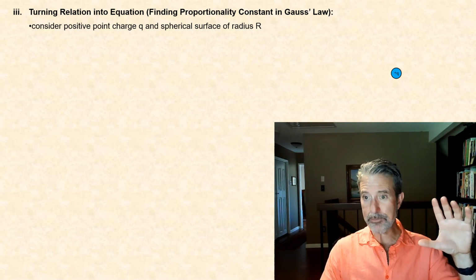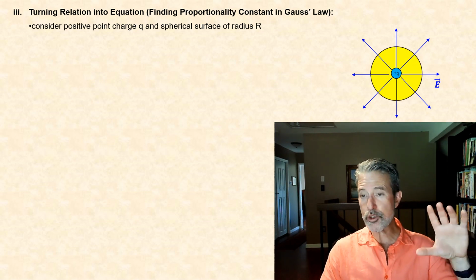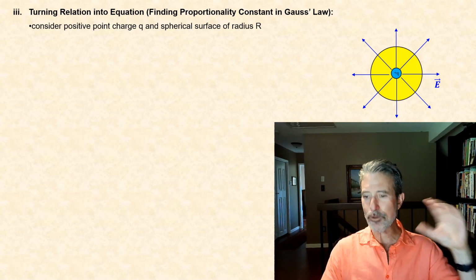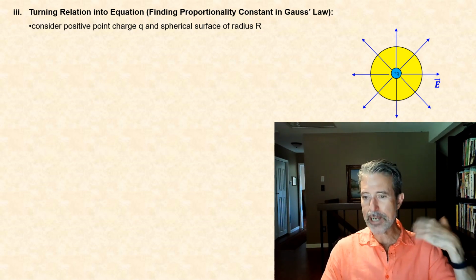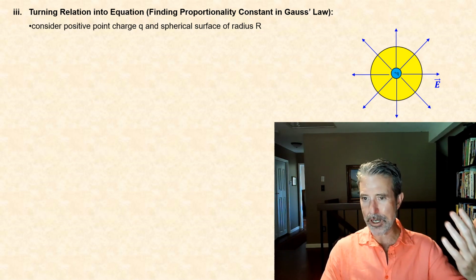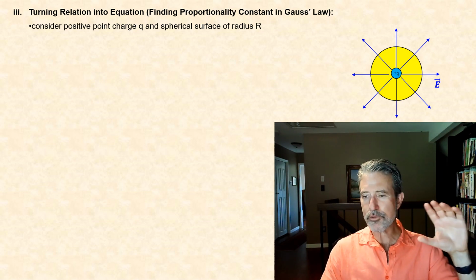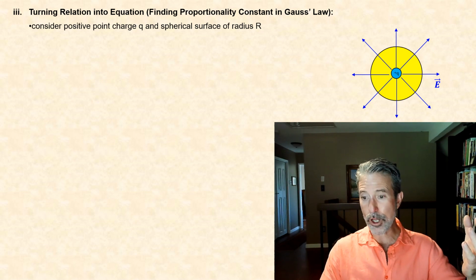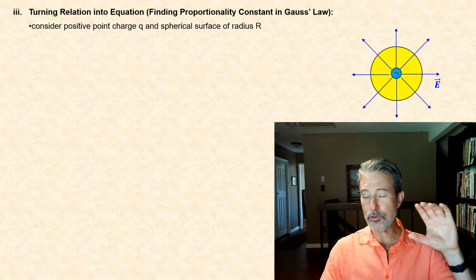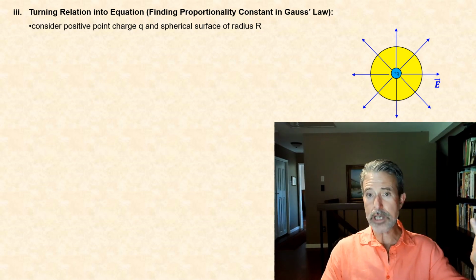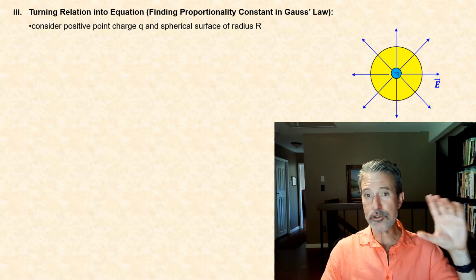and we can choose a specific Gaussian surface. Because of the symmetry, we will choose a spherical Gaussian surface, which I'm showing you here in yellow. Because we know what the electric field looks like for a point charge, notice the radial symmetry of these field lines, we can use this fact, which we determined through Coulomb's law independently of Gauss's law, to find the value of that proportionality constant.